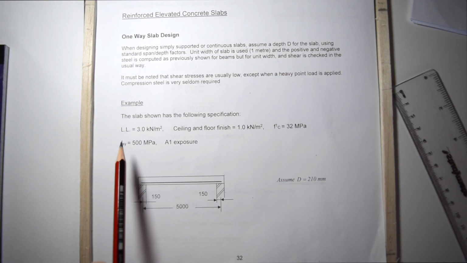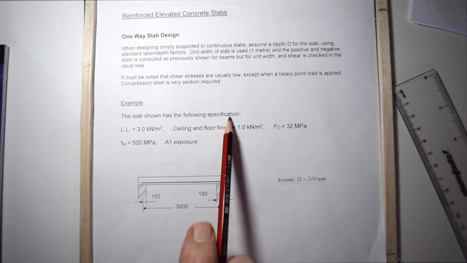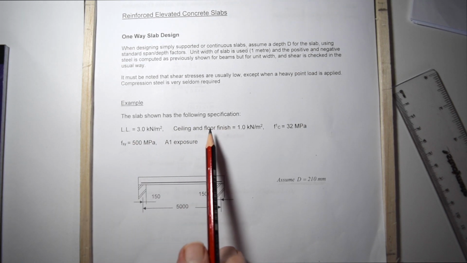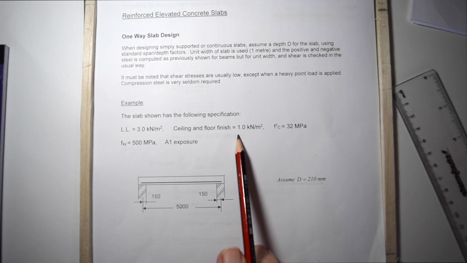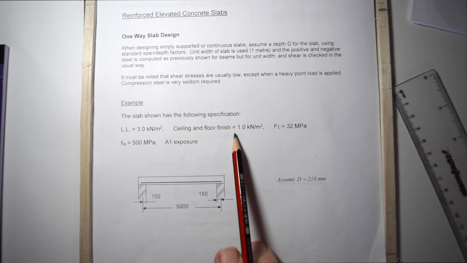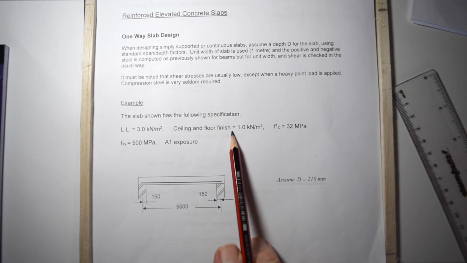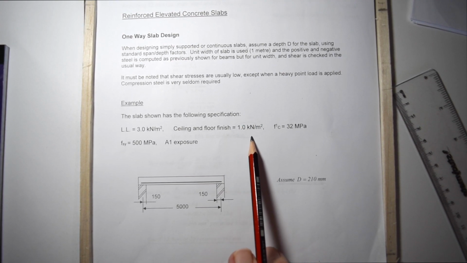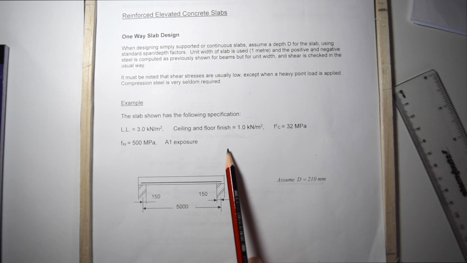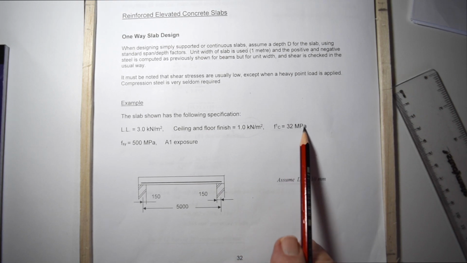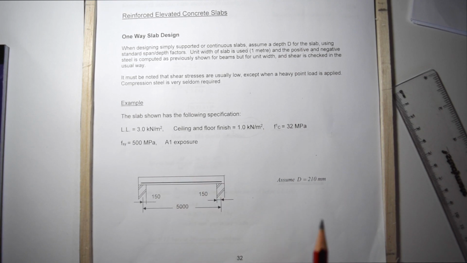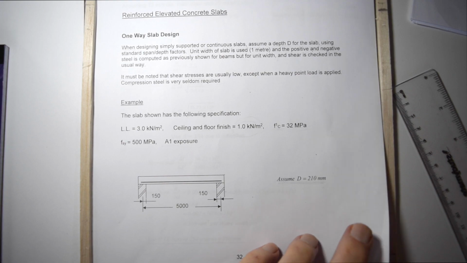So the slab we're looking at today has the following specification. It has a live load of 3 kilonewtons per square meter, or 3 kilopascals. Ceiling and floor finish. That's a suspended ceiling underneath. Maybe there's a floor covering. Maybe there's a cement screed on the concrete. That comes to 1 kilopascal, 1 kilonewton per square meter. We're using concrete strength of 32 MPa. And we've got an A1 exposure, which, as you all will remember by now, gives us a 20 millimeter cover.